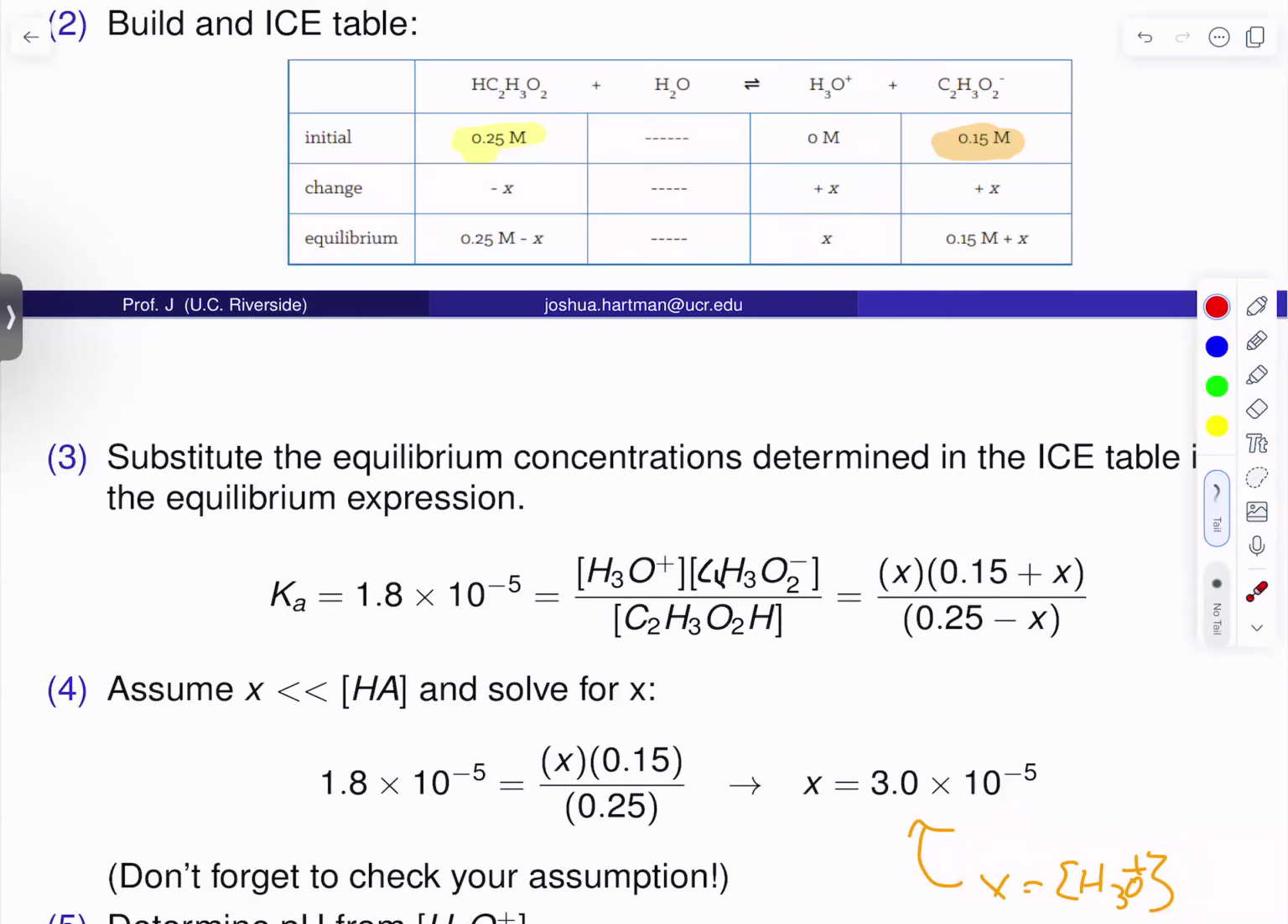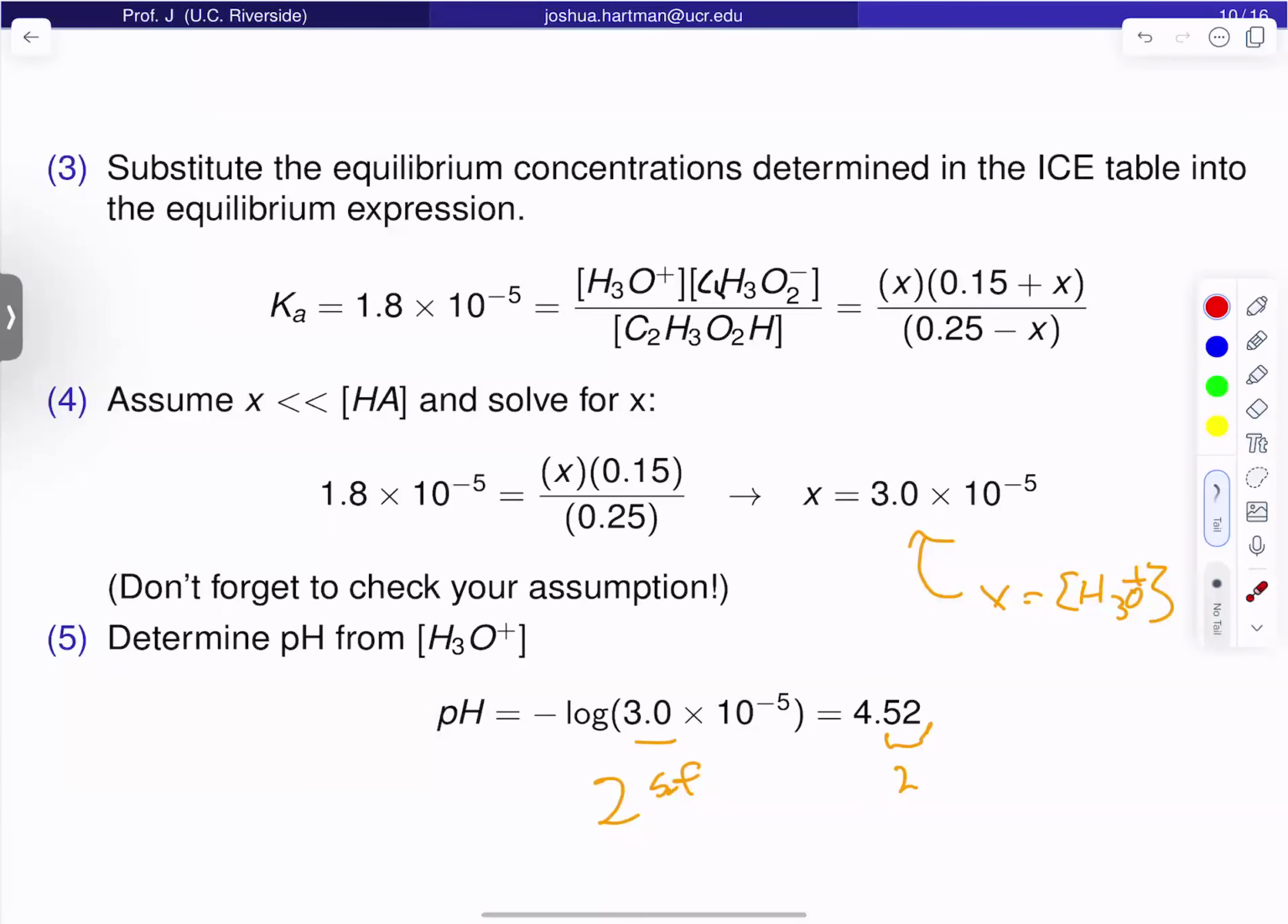And so when we come up with this value for X, we always want to compare that value of X relative to those initial concentrations, 0.25, 0.15 in this case, and double check that our assumption was in fact valid. And of course, in this case, our double check shows us that yes, we're in good shape. That 10 to the negative 5 is very small relative to these initial concentrations.